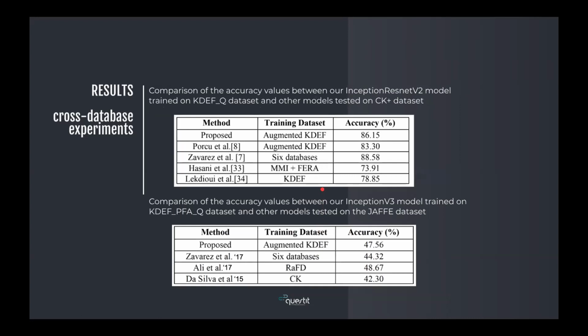In these 2 tables, I compare our result with other results in the literature. For example, here I compare the Inception ResNet V2 model. This is our result. This is a mean accuracy value, with other models tested on the CK Plus dataset. And I can say that our result is in the same wavelength as other results in the literature. We are in the second position, although our peak is 90.35%.